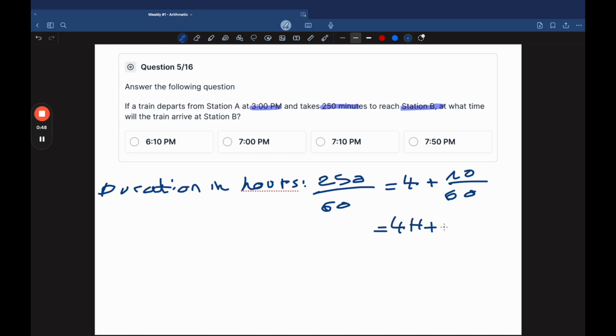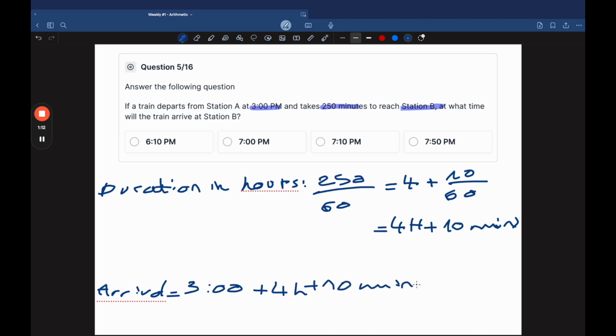Step 3. Add the travel time to the departure time. Next, add 4 hours and 10 minutes to the departure time of 3 p.m. 3 p.m. plus 4 hours equals 7 p.m. Adding the remaining 10 minutes to 7 p.m. equals 7:10 p.m. The train will arrive at Station B at 7:10 p.m.